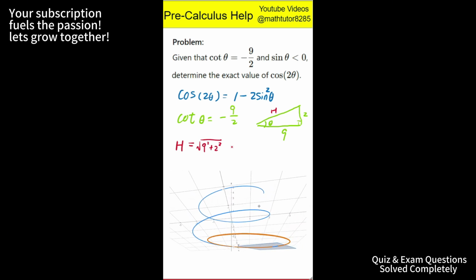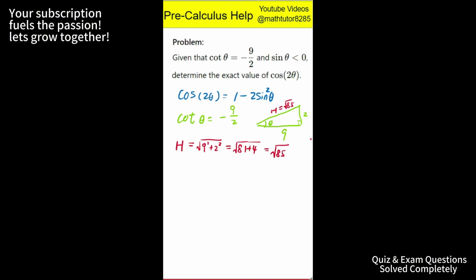To find the hypotenuse of the triangle, we use the Pythagorean theorem. The hypotenuse is the square root of the sum of 9 squared plus 2 squared. That gives us the square root of 81 plus 4, which is the square root of 85.